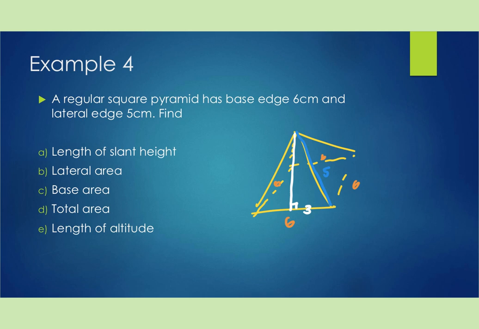What's your triple? 3 blank 5. 3, 4, 5. If you didn't know it, then you'd have to do 3 squared plus the slant height squared equals 5 squared. Slant height squared would be 16, and your slant height is 4. Triples never go away.